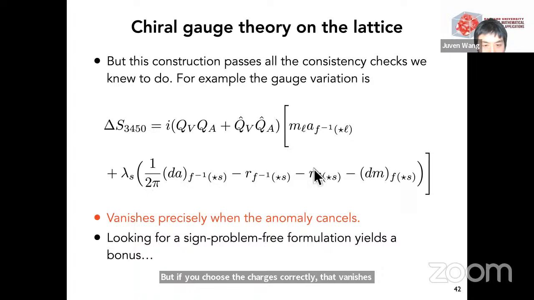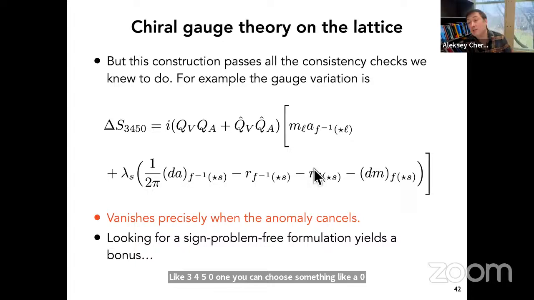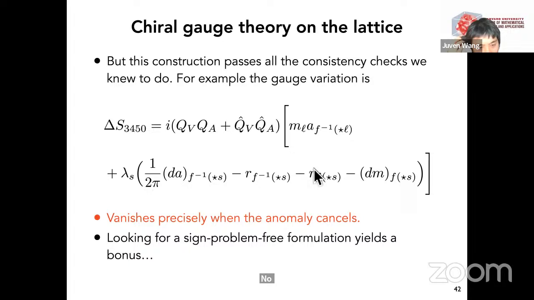So two more comments. One thing is that there is a possibility you can introduce another chiral U(1). Like 3450 is one, you can choose something like another. That's right. There are other U(1)s and you could turn on gauge fields for them. Yes, absolutely. You can turn on both chiral U(1)s, I think, maximally in this model.